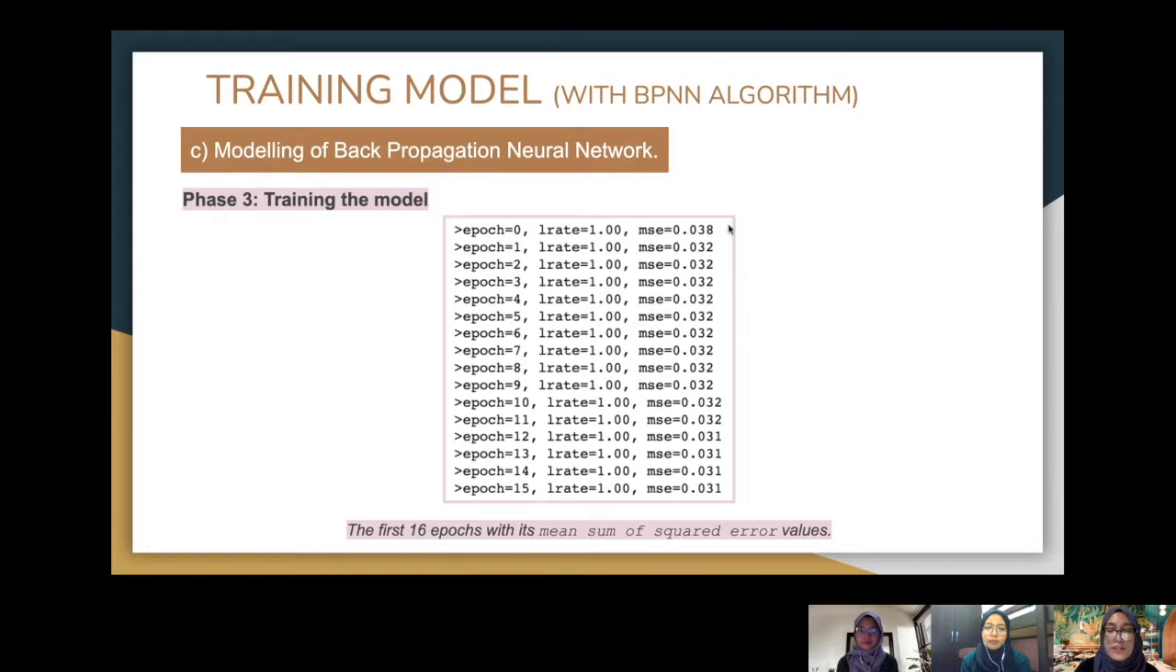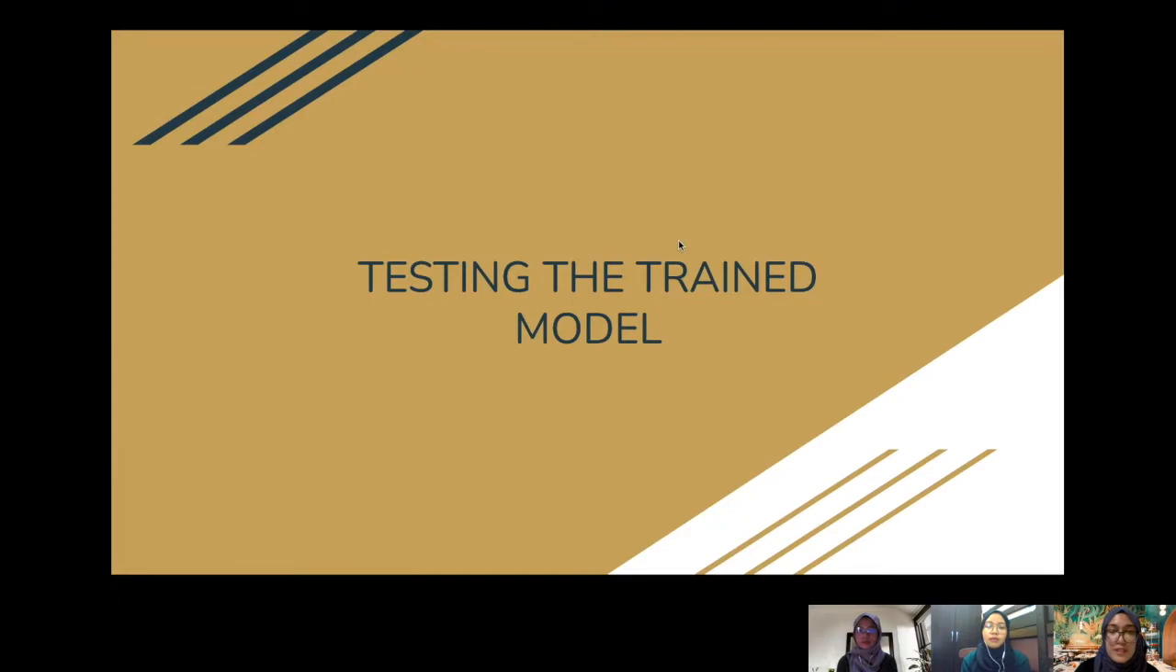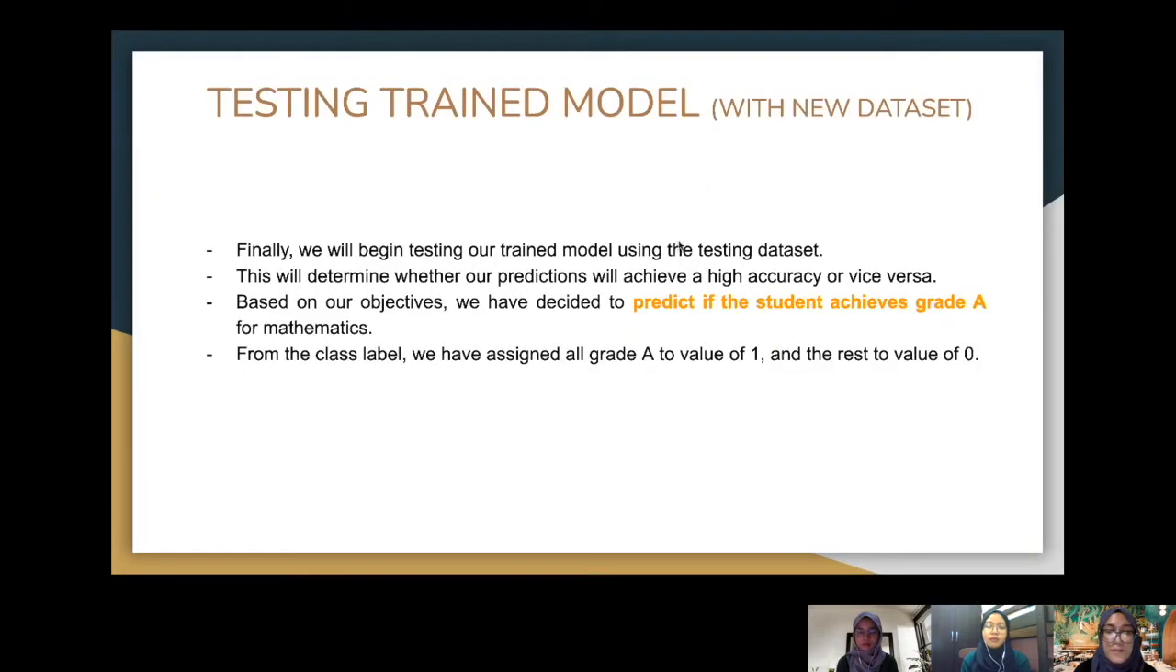The reason why we decided to calculate the mean sum of squared errors is we wanted to see the changes in errors for our modeling in every epoch that we perform. This is the testing of the train model that we have created just now.